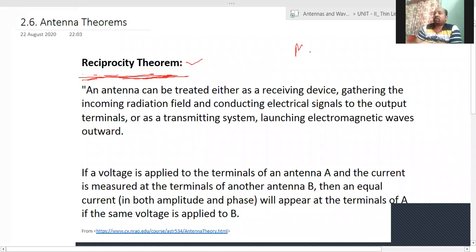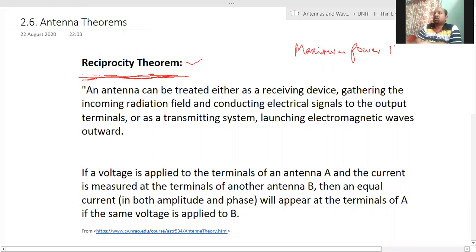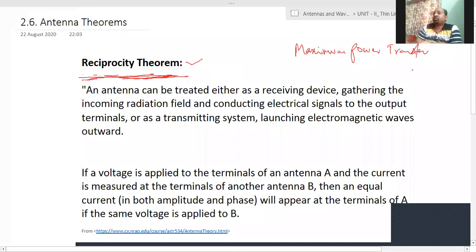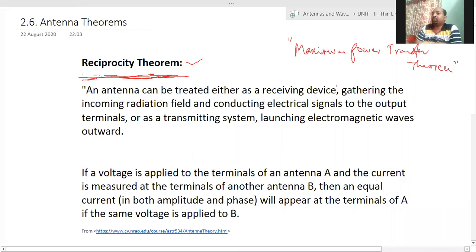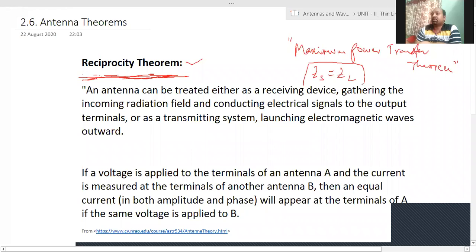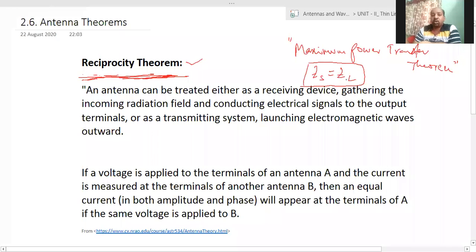Maximum power transfer theorem. So what is meant by the maximum power transfer theorem? Maximum power will be delivered to the load when the load impedance is equal to the source impedance. When the load impedance is equal to the source impedance, then we can say that maximum power will be delivered to the load. How can we apply this theorem to antennas?